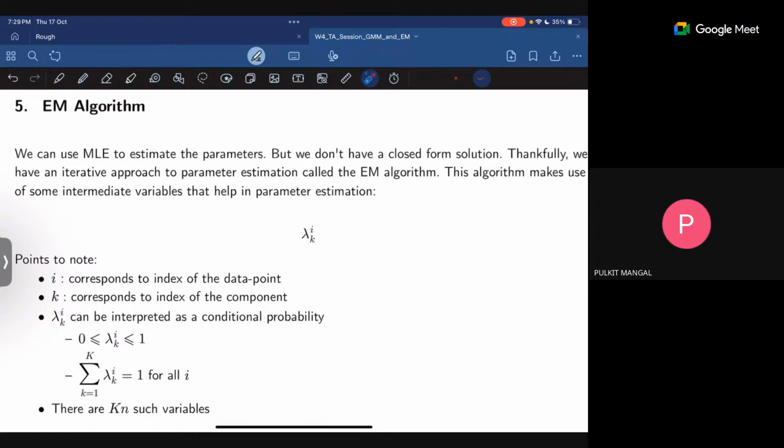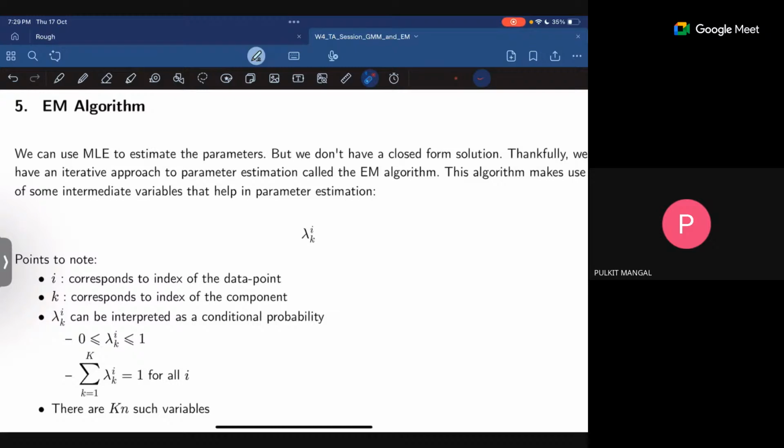So the EM algorithm, that is the expectation maximization algorithm, is the way we will use to solve the parameter problem for the GMM, as it does not have a closed form solution. Unlike the MLE that we did for Bernoulli or Gaussian, which have closed form solutions, this one does not. So we use an iterative approach for the EM algorithm.